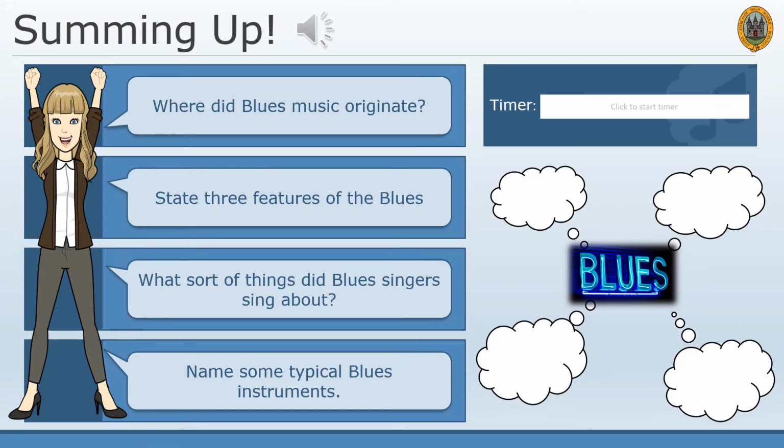It's time to sum up this lesson. In the middle of your page, please write blues, and round the outside, answer these questions. Where did blues music originate? State three features of the blues. What sort of things did blues singers sing about? And name some typical blues instruments. See if you can answer those from memory, and when you've finished, complete the quiz.